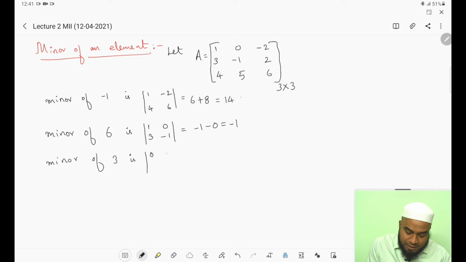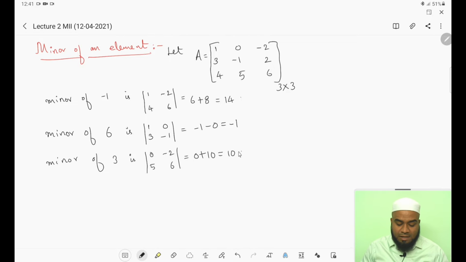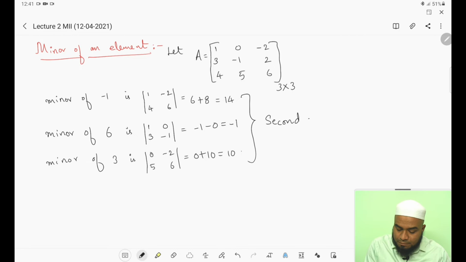You write that in a determinant. 0, minus 2, 5 and 6. Now you find the determinant. 0 minus of 5 into minus 2 is minus 10, so it will become plus 10. So the minor will be 10. Right? Minor of 3 is 10. See, all these are the second order minors of matrix A. Right? All these are second order minors of matrix A.